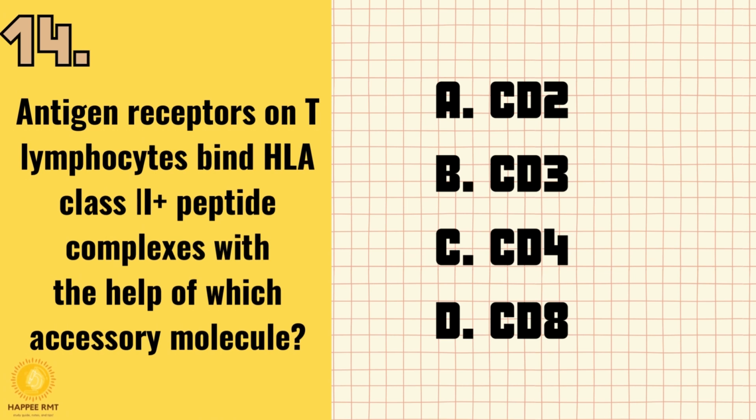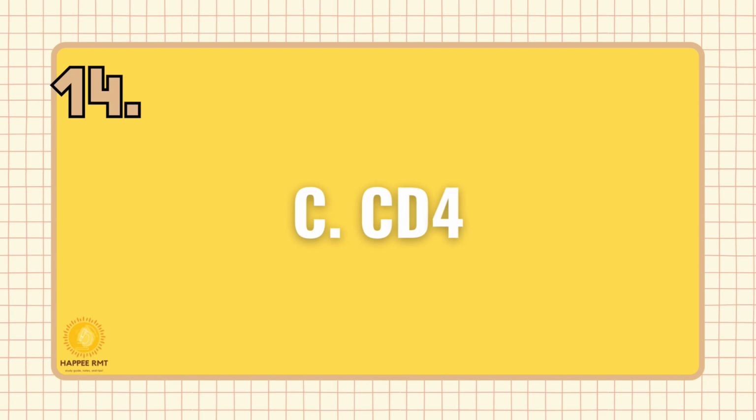Number 14. Antigen receptors on T lymphocytes bind HLA class II peptide complexes with the help of which accessory molecule? A. CD2, B. CD3, C. CD4, D. CD8. Answer is C, CD4.